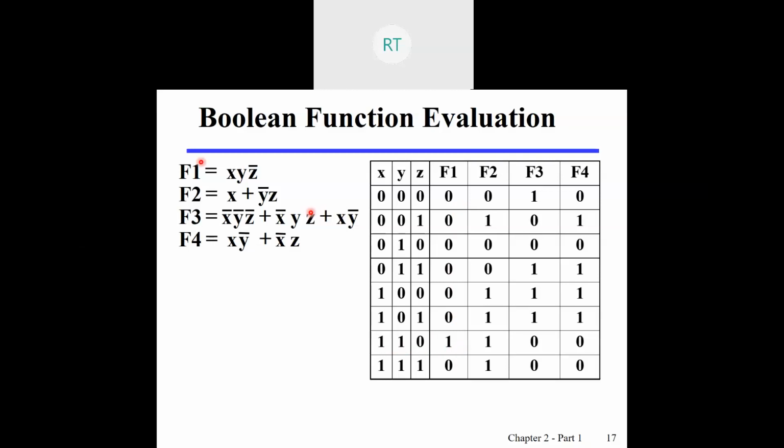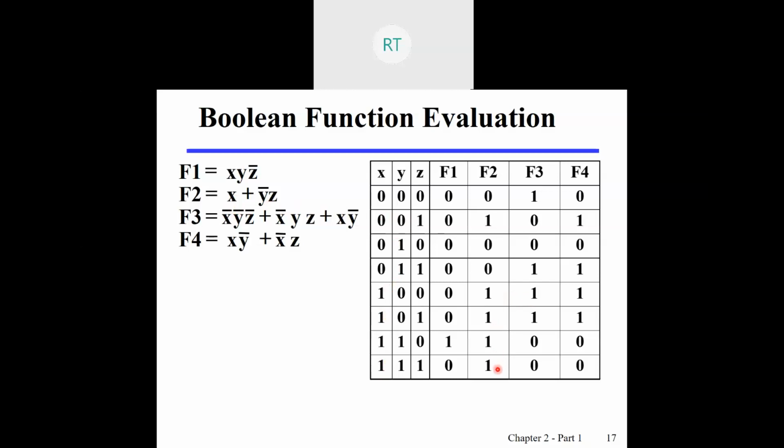We will move to this. Who can help with F2? When is a case where I have a 1 in F2? Yes, please. When x is equal to 1. Exactly. So when x is equal to 1, because 1 or anything is a 1, it will give me a 1. So I check, where is my x equal to 1? So here I have x equal to 1. I fill automatically where I have a 1.